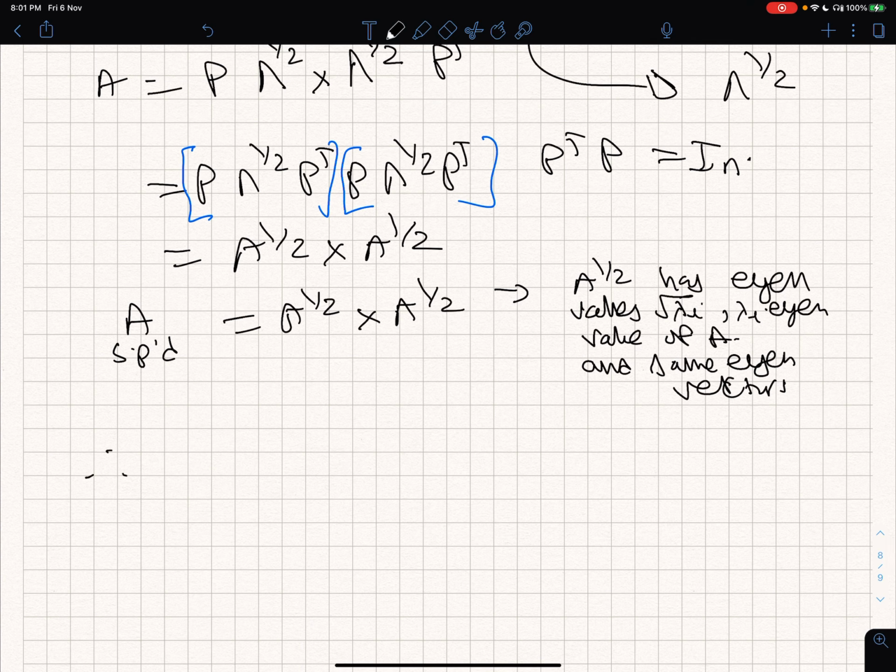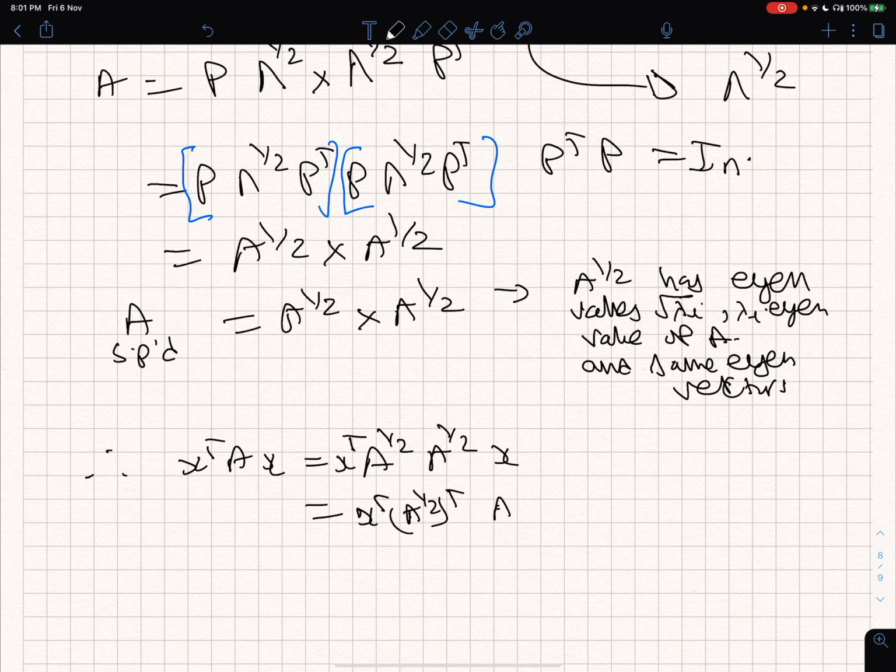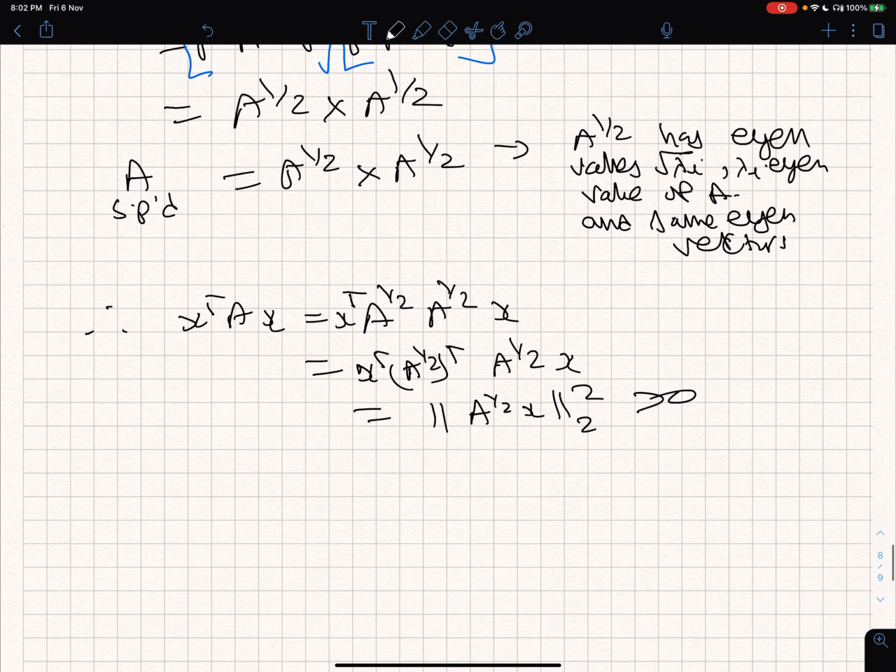Therefore, what happens when I say X transpose AX, and A is symmetric, A to the half is also symmetric? By the symmetry of it, I can write this as the square of the length of A to the half X, which is always greater than or equal to 0, because this is also a positive definite matrix.